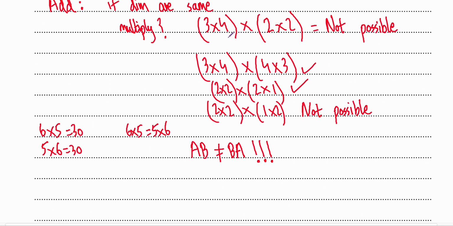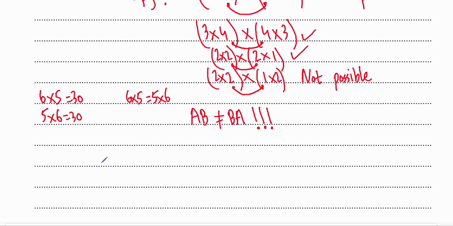It will only work if the columns in the first matrix match the rows in the second matrix. You can see 4 and 2 are not equal to each other, so this won't work. But over here, the columns in the first matrix is 4 and the rows in the second matrix is 4, so they are the same, so that will work. Here, the columns in the first matrix is 2 and the rows in the second matrix is also 2, so this will work. Here, the columns in the first matrix are 2, but the rows in the second matrix are 1, so this will not work.